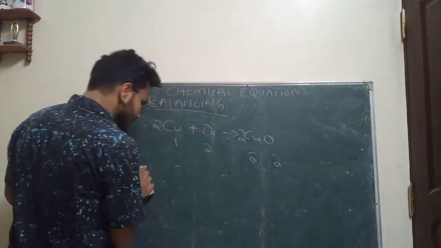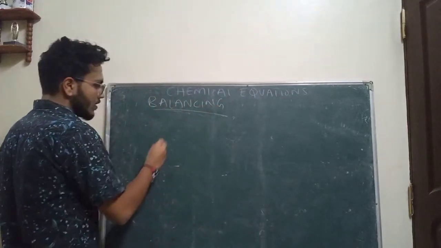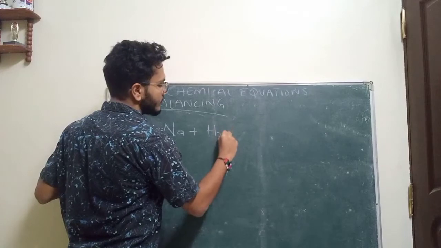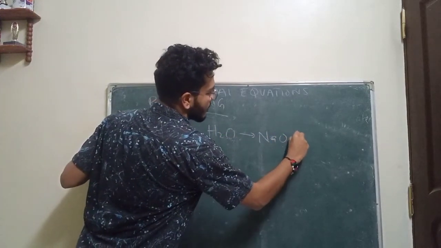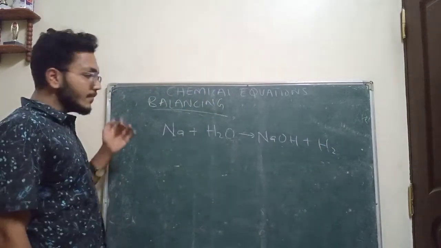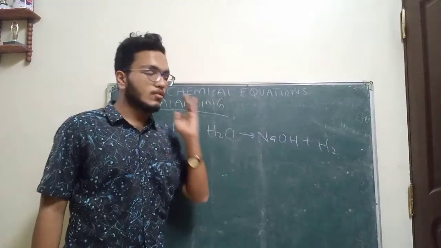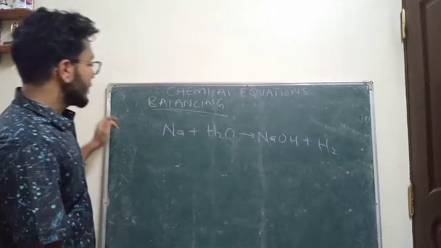Another example is sodium plus water to form sodium hydroxide plus hydrogen gas. Now in our previous examples there was only one product. Here we have 2 products, so both the hydrogen atoms here and here will be combined.